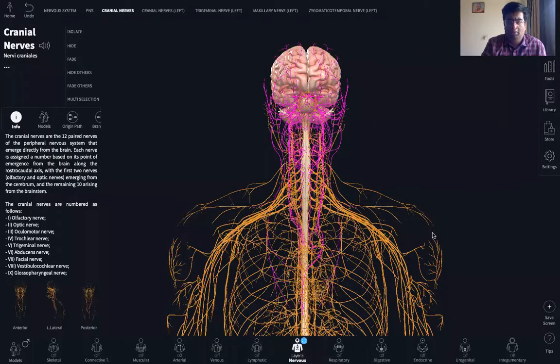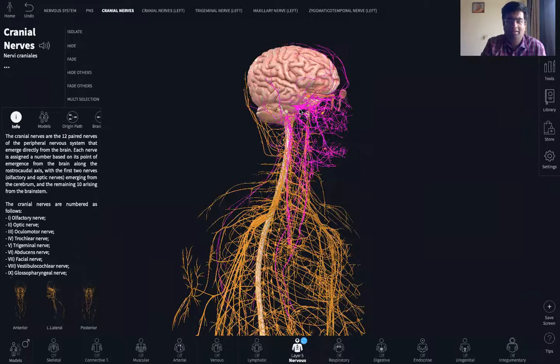So now let us have a brief look at the cranial nerves and the spinal nerves very quickly. What we see highlighted in pink here currently are all the cranial nerves. These are the ones that arise from the different regions of the brain. So if I can just fade the others.